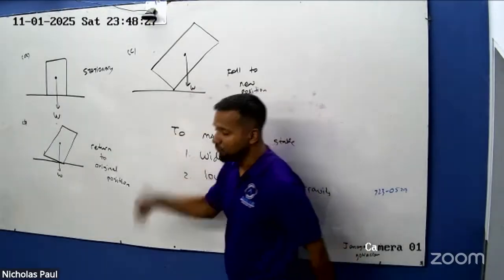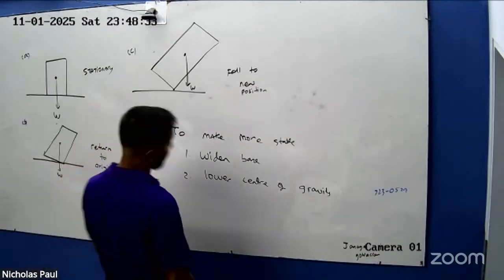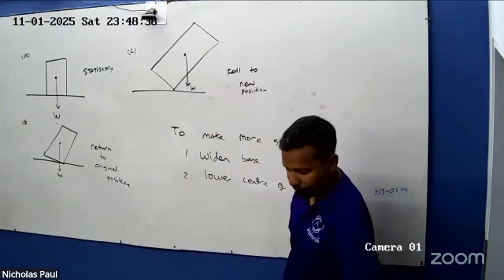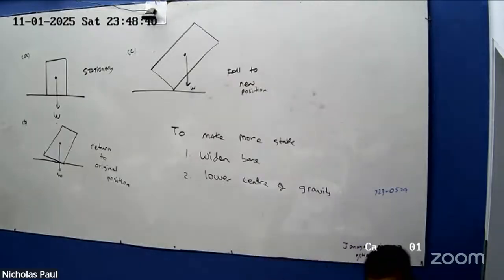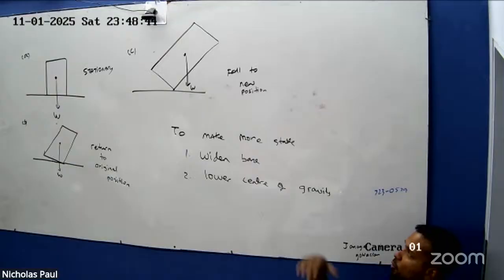Copy it down. And think about the next example. Yeah, those three diagrams are just to show you what will happen. Right, so once the center of gravity goes outside the base, your object will topple.